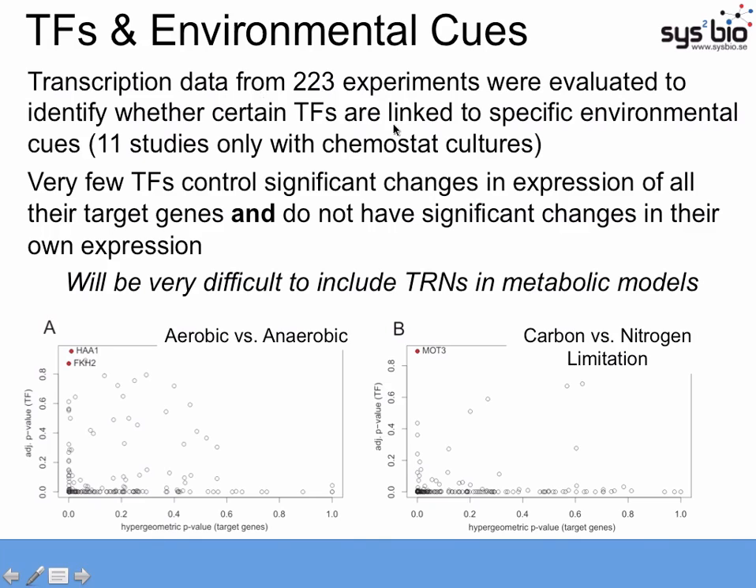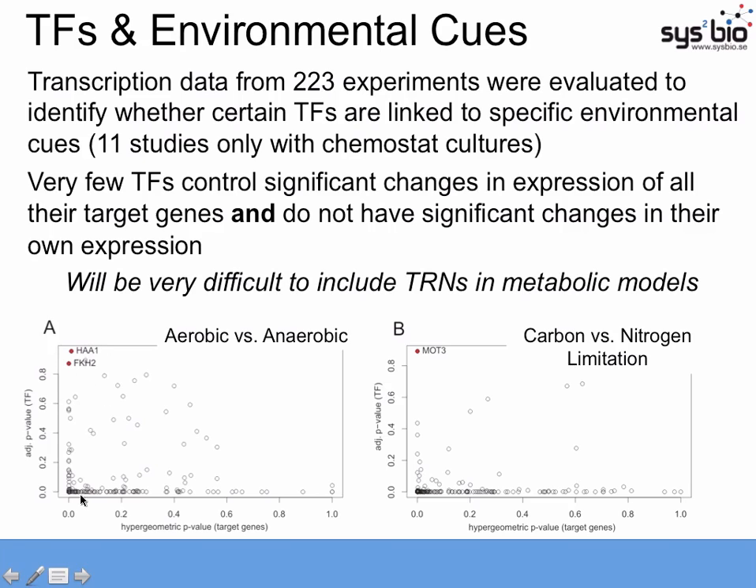And so here we were looking into transcription data from more than 200 different experiments, all performed in chemostat cultures, where you have a very tight control of the environmental conditions. And we were then looking into specific environmental changes, could, for example, be aerobic to anaerobic shift, or it could be from carbon to nitrogen limitation, and so on. And we were then looking into transcription factors which do not have their own expression changed in variation for these two conditions, as indicated here.